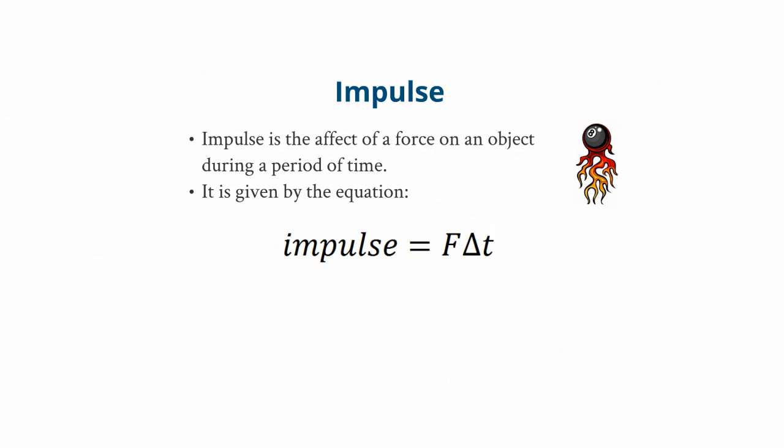Now, impulse. This is like momentum's cousin, and we'll learn the relationship between impulse and momentum soon. But it's basically the effect of a force on an object over a period of time. So it's what does a force, or how does a force change an object over a period of time? And it's given by the equation where the impulse equals the force times the time period, so how long that force is on the object.